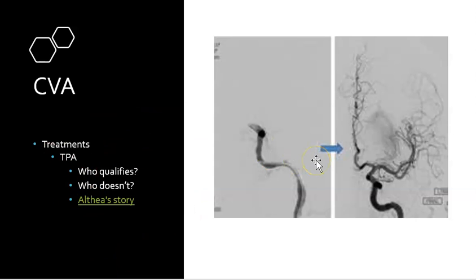So TPA, again, who qualifies? We're not going to give a thrombolytic to somebody who's had recent surgery, who's already on blood thinners, or who has a head bleed. So they have to have an embolic stroke to qualify for that.